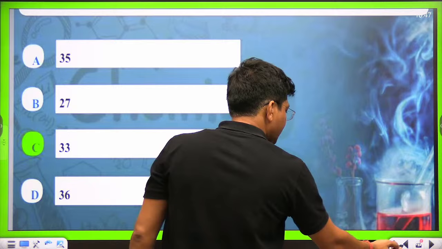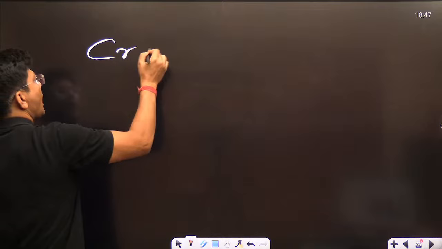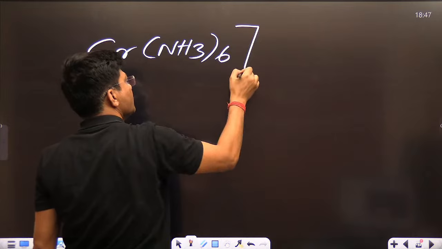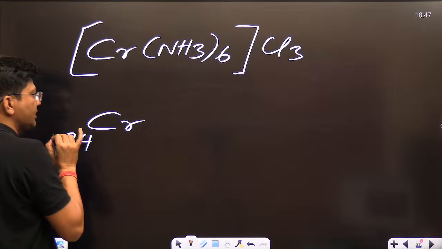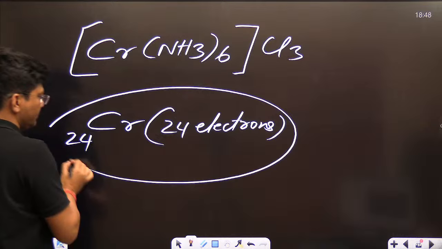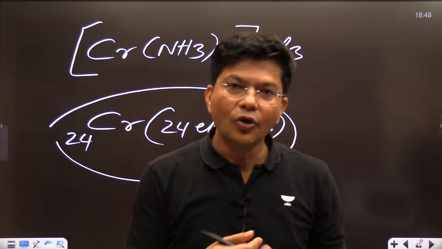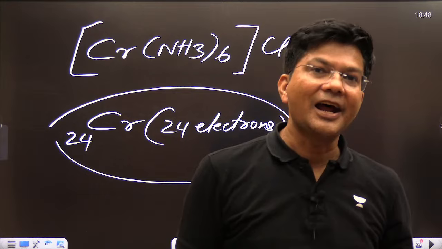Let me take the same compound. This was the compound chromium ammonia whole 6 Cl3. Now kids, you know that chromium present alone has atomic number 24, which means it has 24 electrons. Now this chromium was alone, solitary, not married. This chromium did not have its family. Now once chromium decided to make a family, the central metal atom, CMA, decided to form a family.